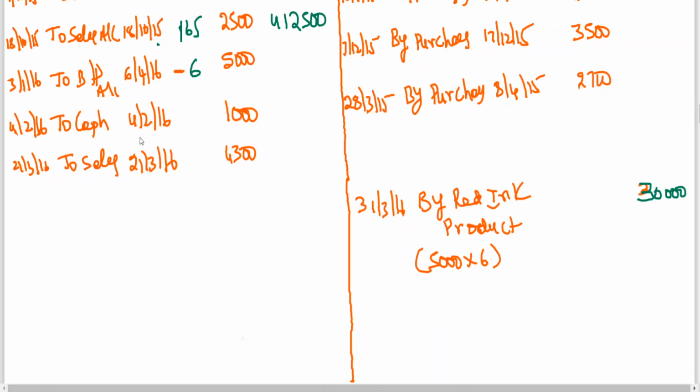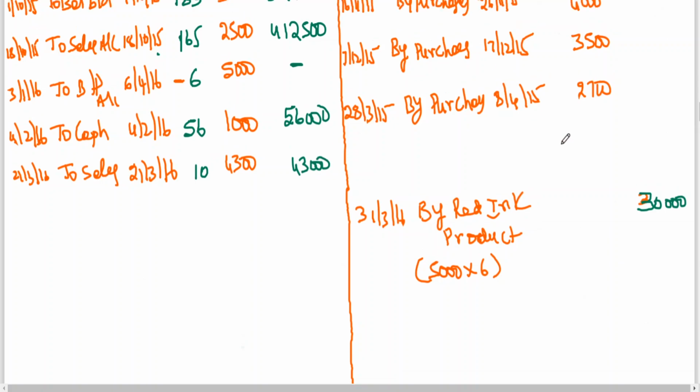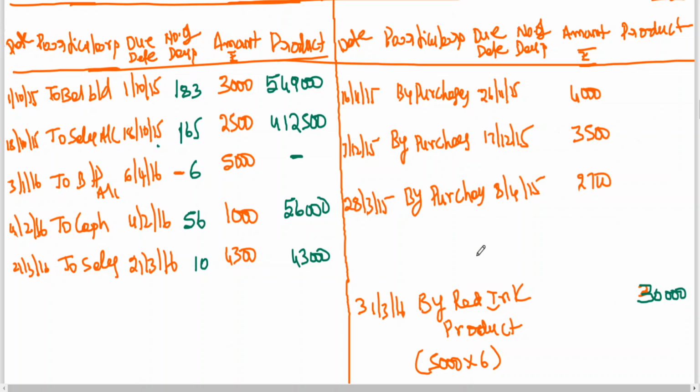Okay. Next, this is 4th February 16 due date. 4th February means February 29, no? 29 minus 4, 25. 25 February, 31 March, it is coming to 56 days. 56 into 1,000 is 56,000. The product we write here, no? Next, 21st March 16. 21st March 16 means 31 minus 21, 10 days. 10 days into 4,300 is 43,000.